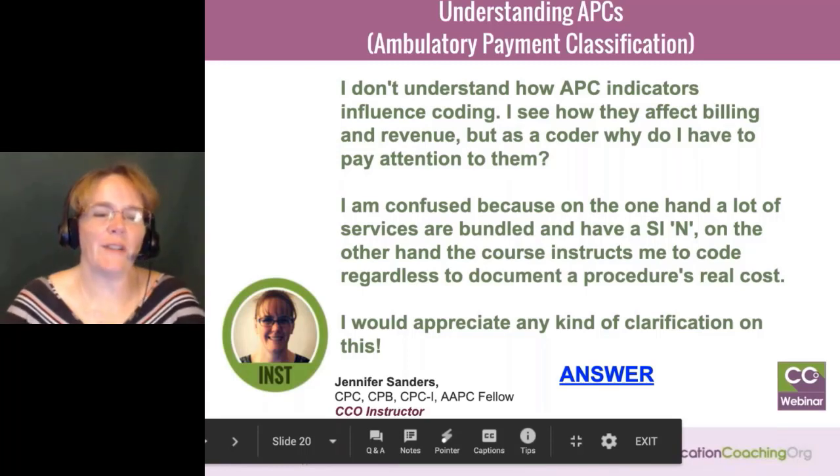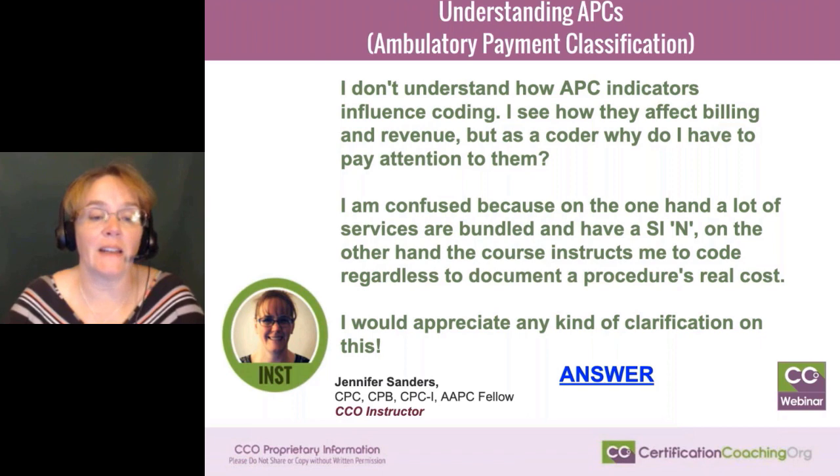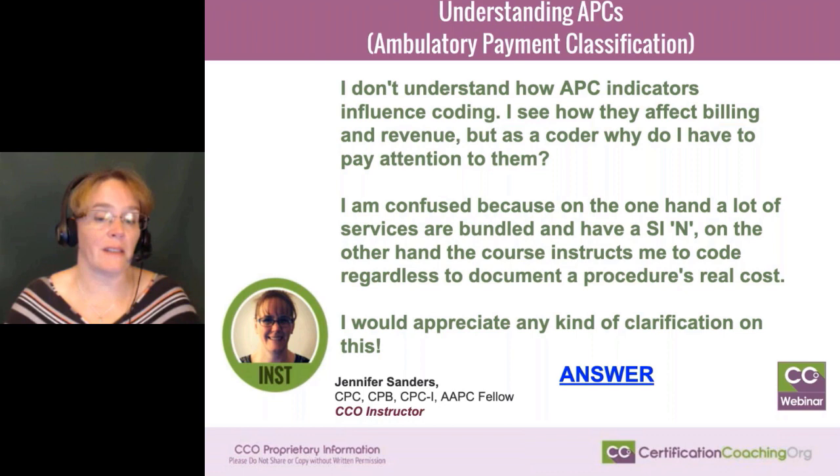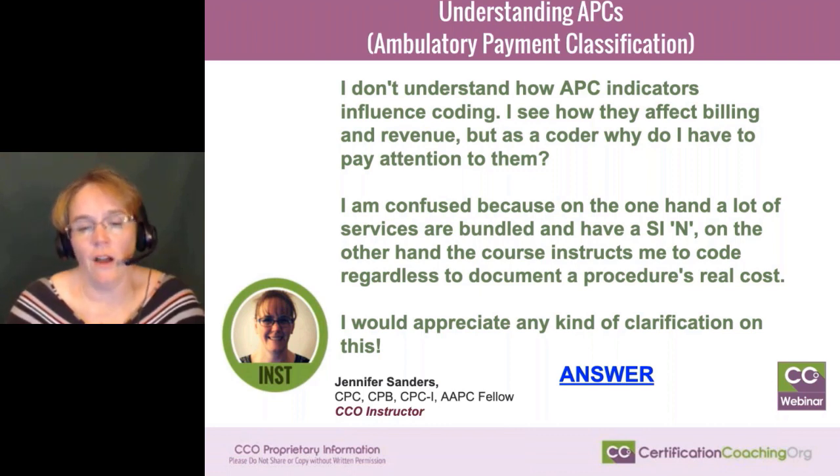So we had somebody come in with a question that they don't understand how the APC indicators influence coding. Of course they influence billing and revenue, but as a coder, why do they have to pay attention to them? On one hand, there are a lot of services that are bundled that have a status indicator of N, and on the other hand, their course instructs them to code them regardless of whether they're going to get paid. So they wanted some clarification.